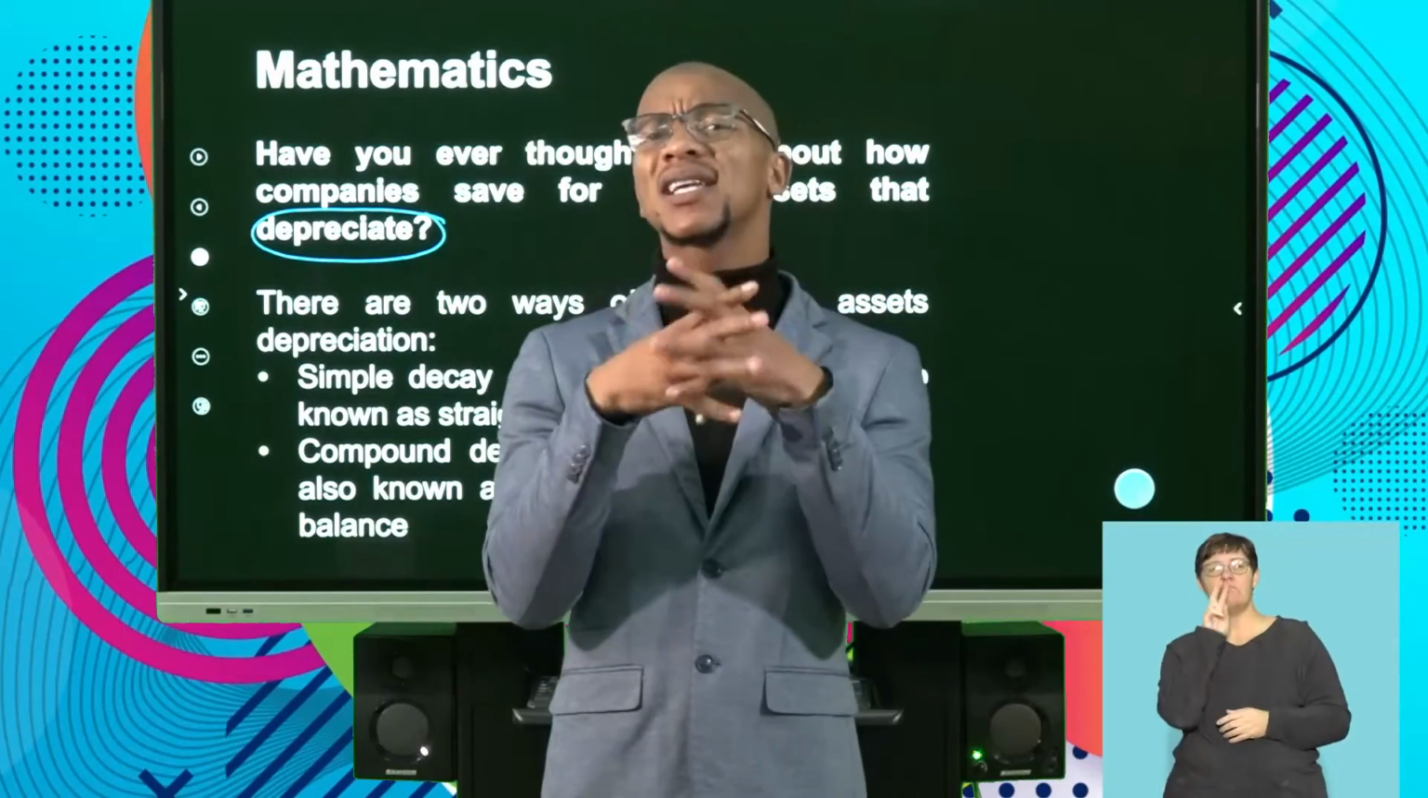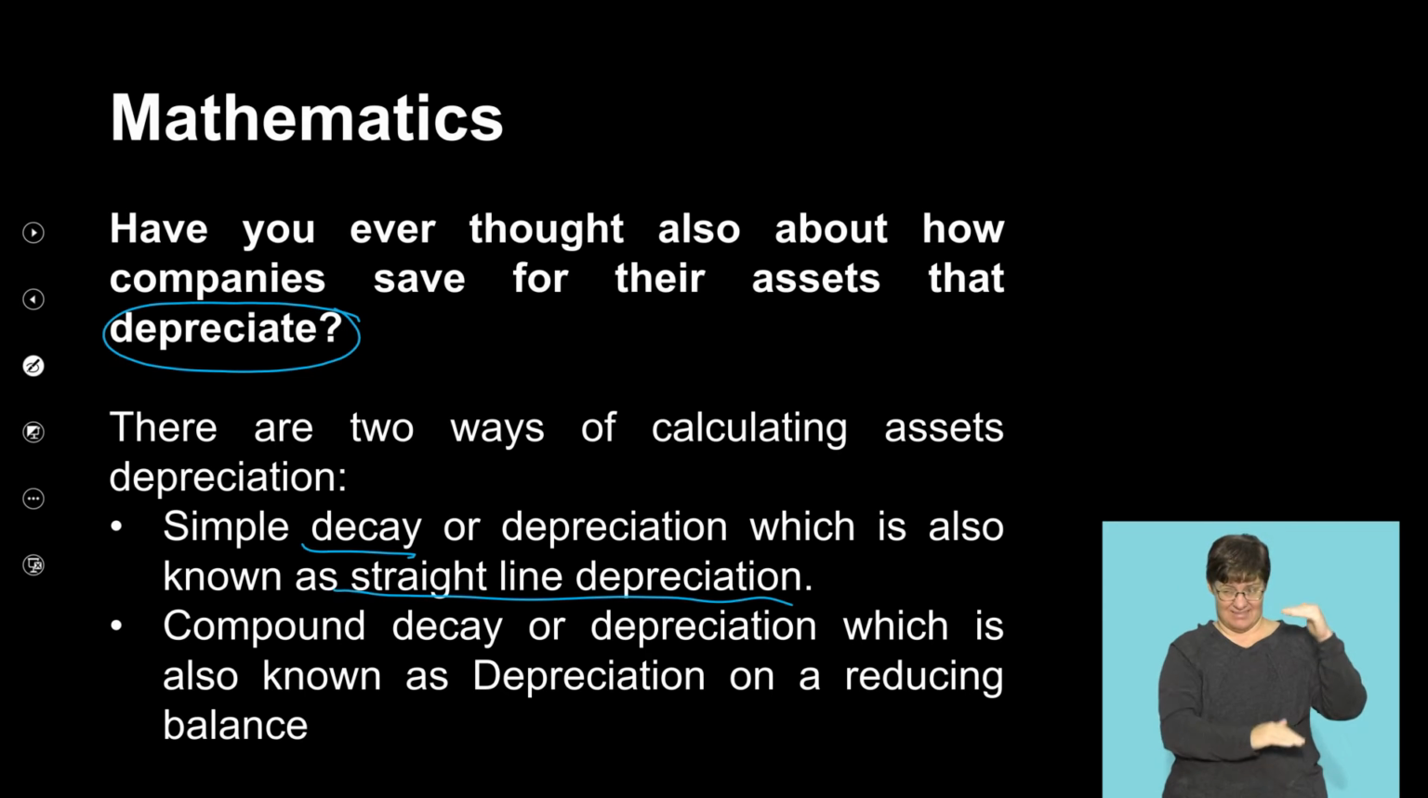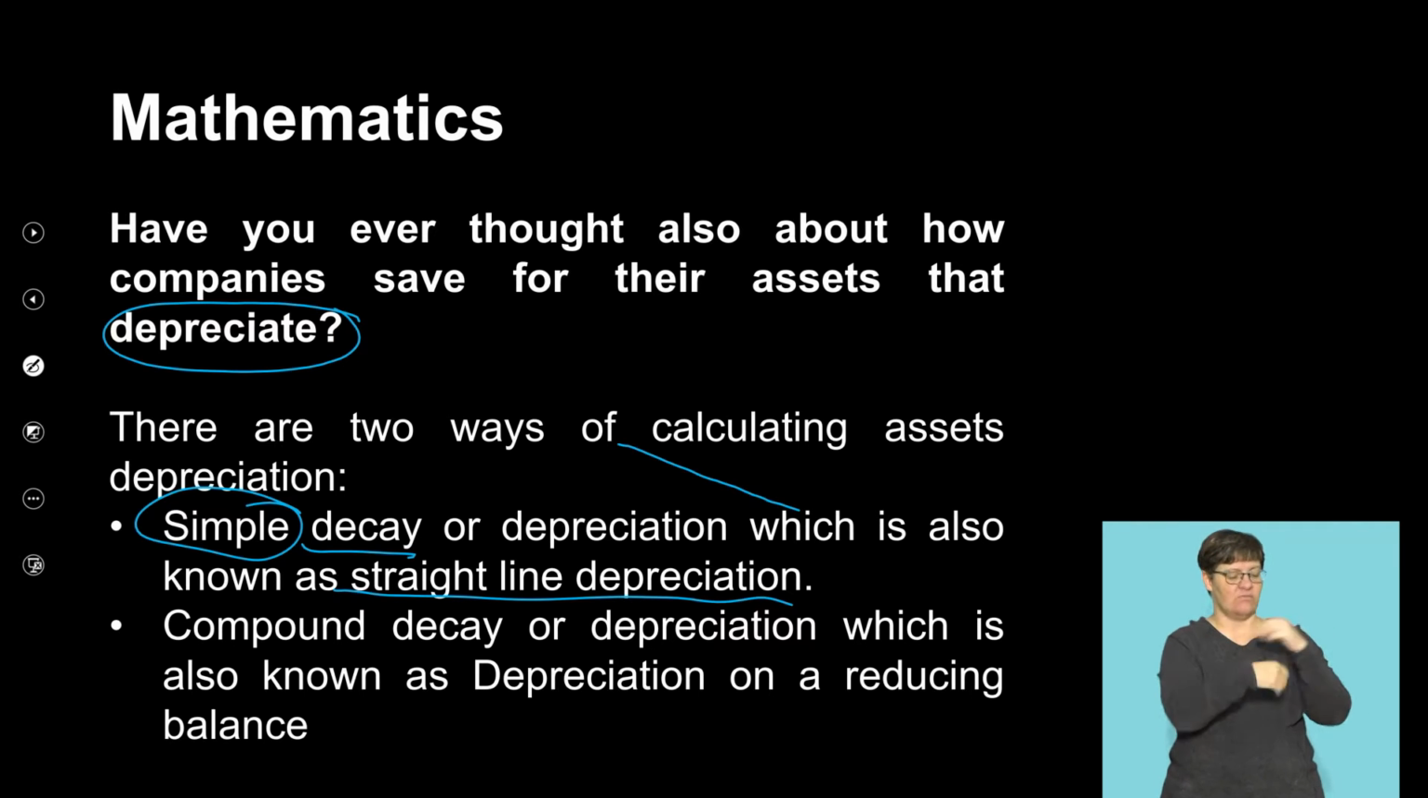So let's look at a scenario that has to do with Company A. Now, there are two ways of calculating the asset's depreciation. There is what we call the simple decay, or depreciation, which is also known as straight line depreciation. This is when the rate at which your assets are depreciating is constant throughout. So this is just a straight line going down like that. It does not fluctuate based on inflation or anything like that. No, it's just going down at the same rate.